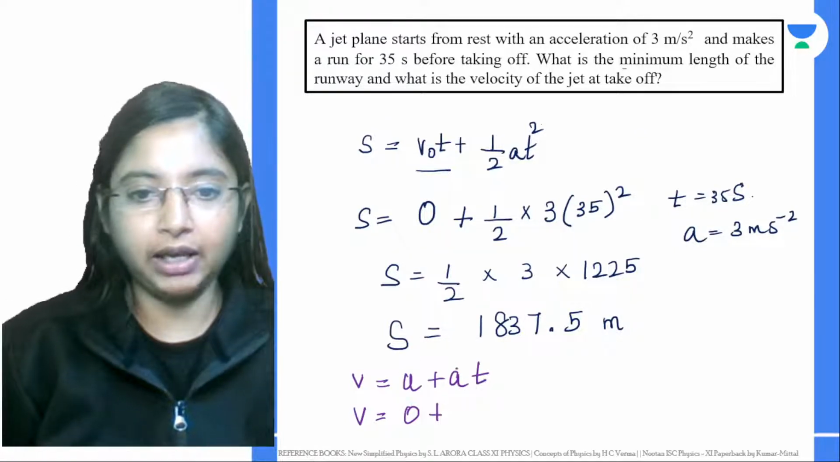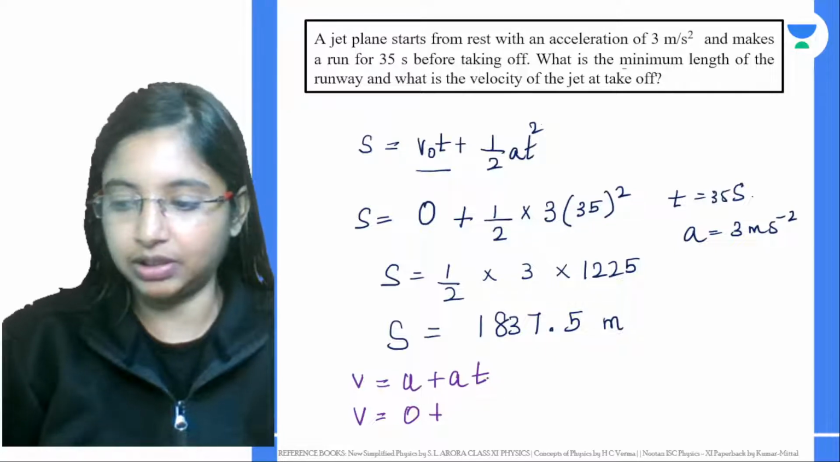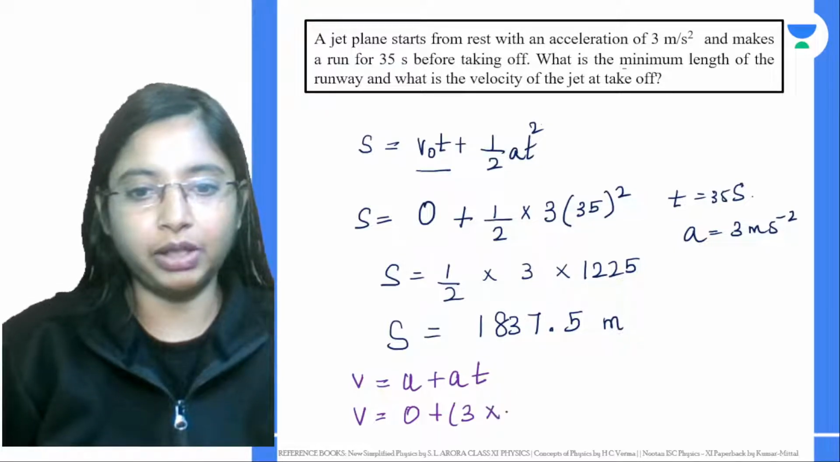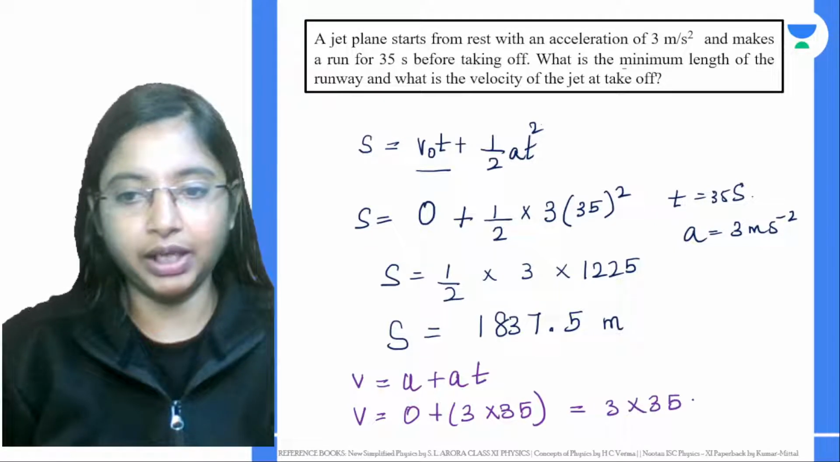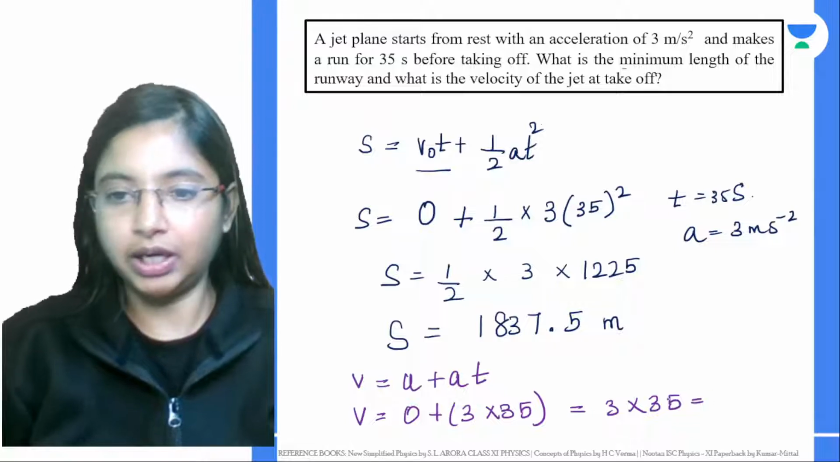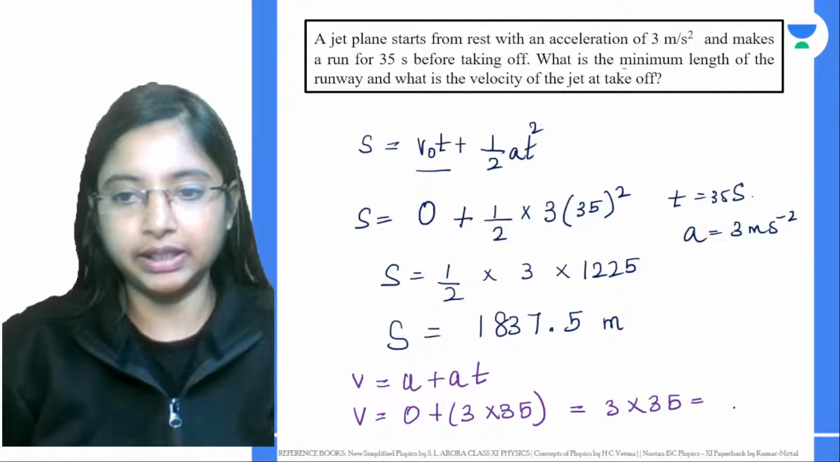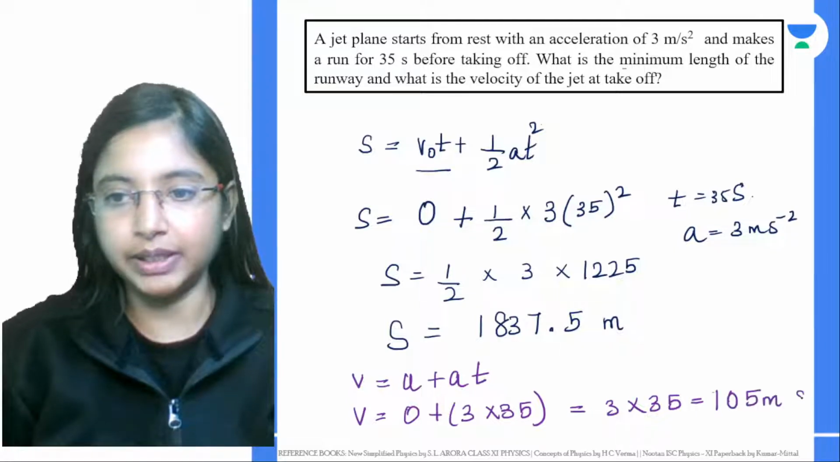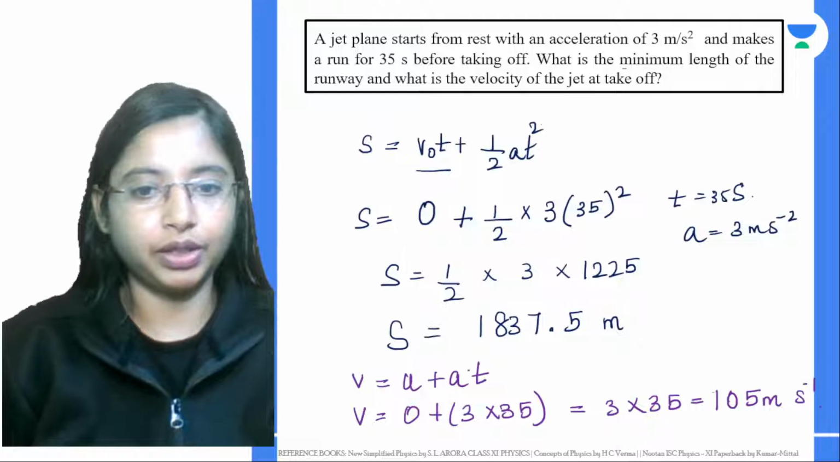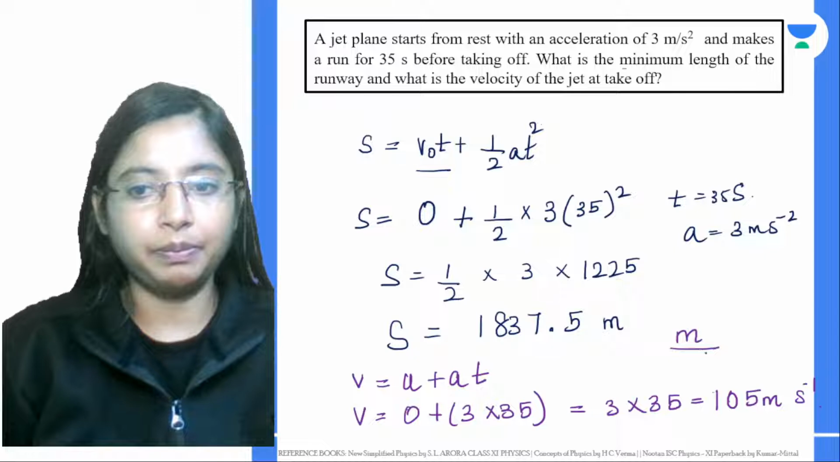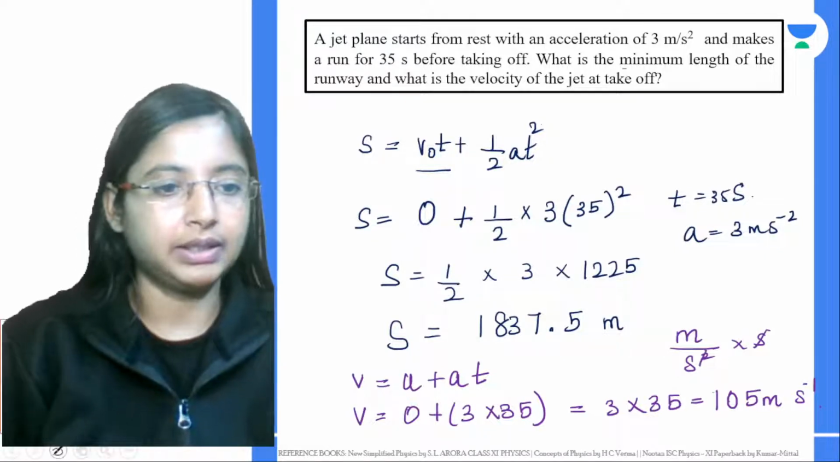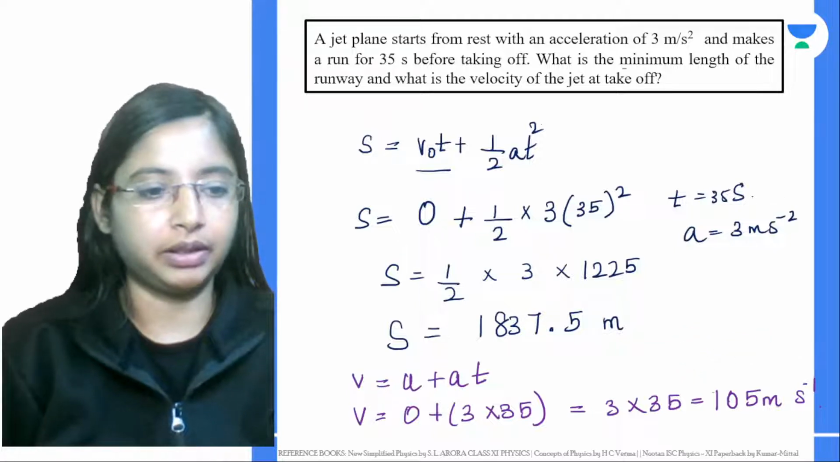0 plus A, acceleration, which is given in the question itself, is 3, into time. Time is 35 seconds. So 3 times 35. Again, very simple. 3 times 3 is 9, and then you will have 15. So this will be 105 meter per second. Meter per second is the unit, because acceleration is meter per second squared and the time unit is second, so one second cancels. So that will be the answer here.